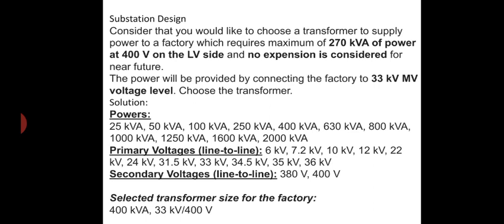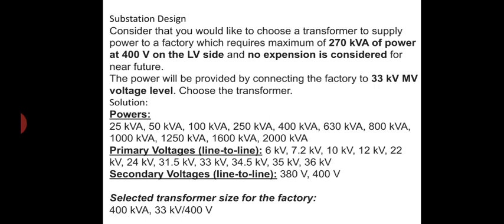In a substation design, consider that you would like to choose a transformer to supply power to a factory which requires a maximum of 270 kVA of power at 400 volt on the LV side, and no expansion is considered in the near future. The power will be provided by connecting the factory to 33 kV MV voltage level. Choose the transformer.